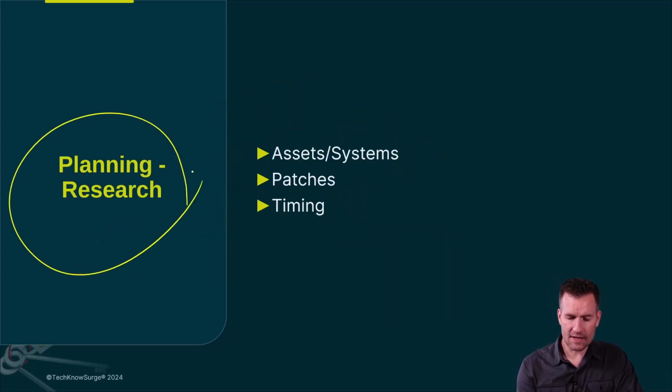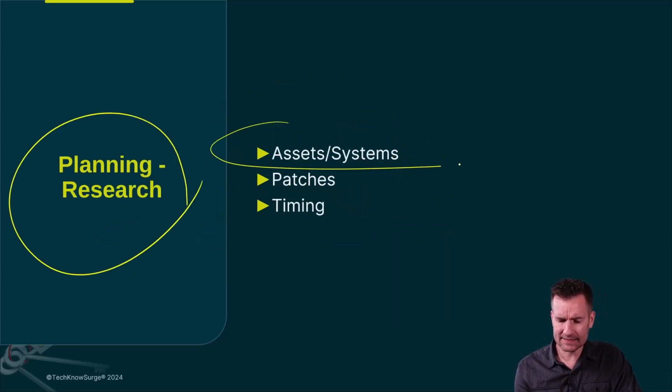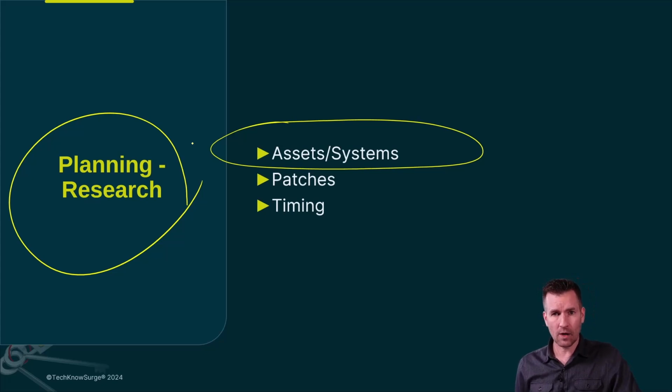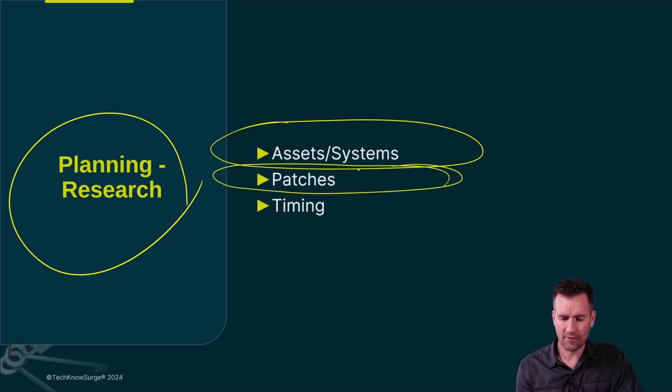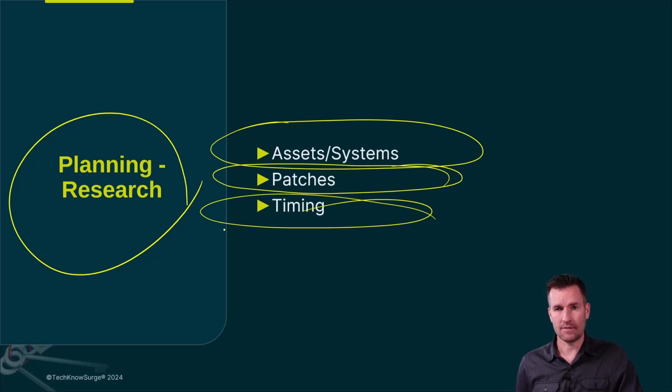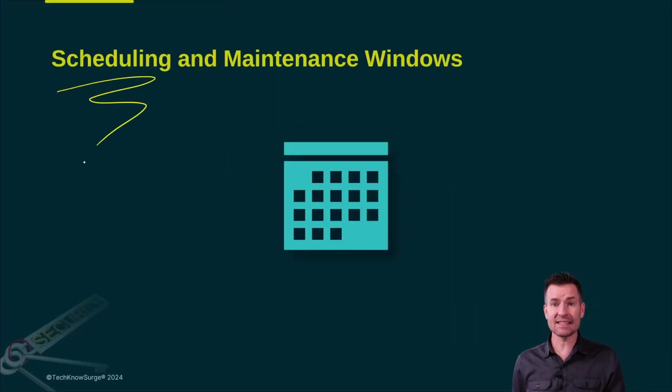During the research phase, we're going to get a good understanding of what assets, systems, and software we're updating, and the patches for those different assets, systems, software, and devices that we have out there. And then also figure out the right timing for all of this. When it comes to scheduling, we need to schedule some sort of maintenance window, a window in which we notify our users that systems could be down. One of the things we might want to research is whether there is going to be downtime involved with the patches we're applying. So we can schedule that.